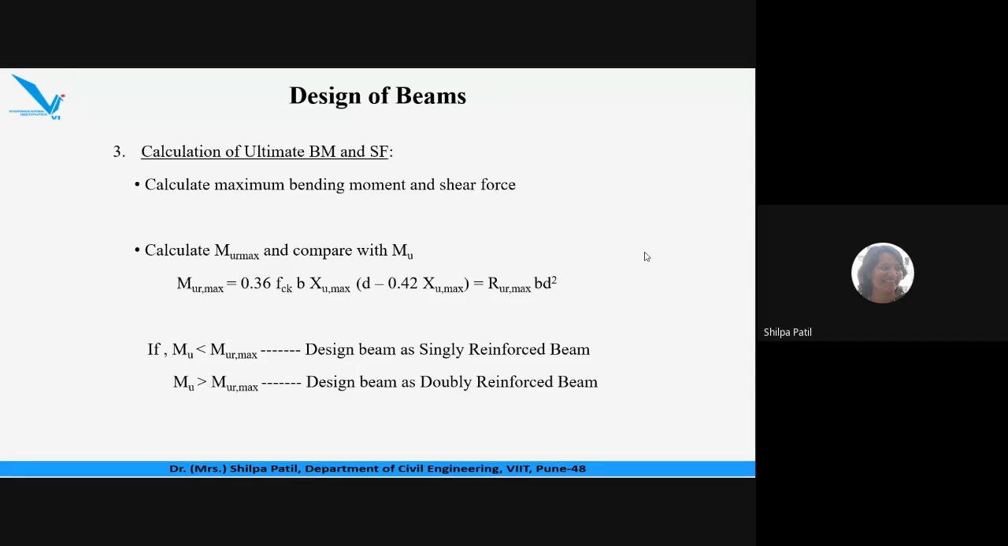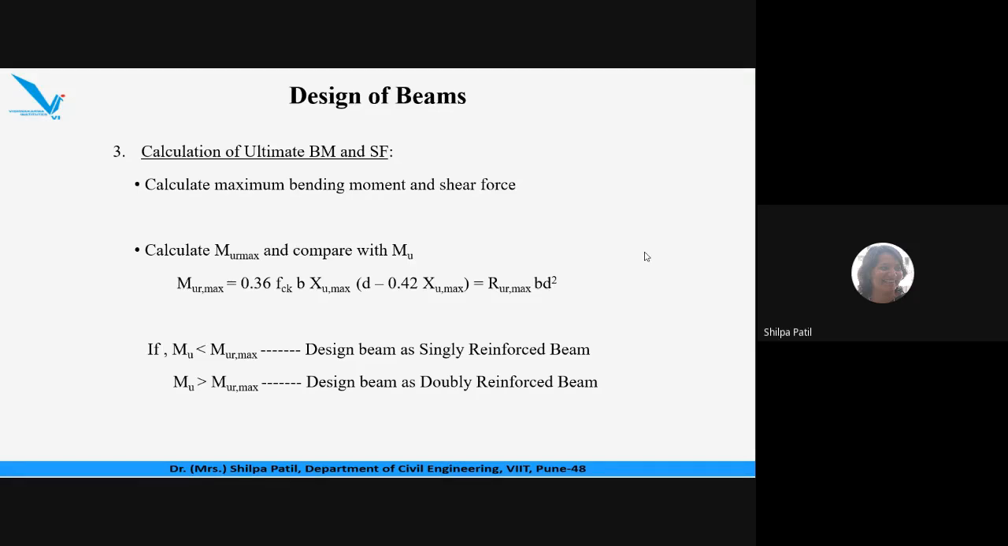Depending upon the type of the beam, whether it is simply supported, cantilever or fixed beam, we have to calculate these values using appropriate formulas. So just take a picture of this slide again. Once we calculate the maximum moment and shear force acting on a beam, we have to calculate Mu,lim also, to compare with the maximum bending moment and to decide whether we have to design it as a singly reinforced beam or a doubly reinforced beam. To decide that, we require this step.